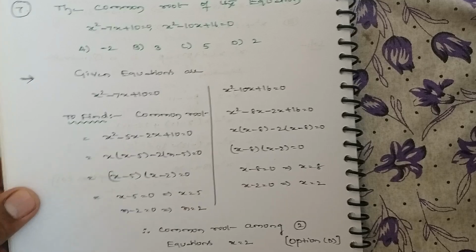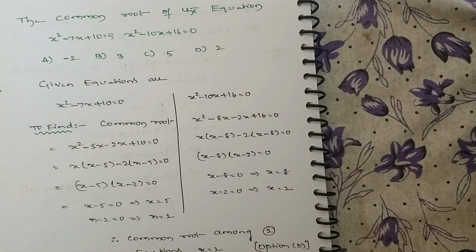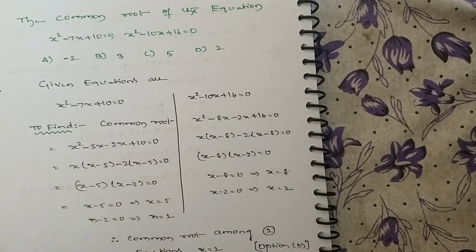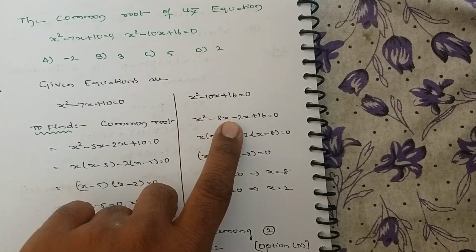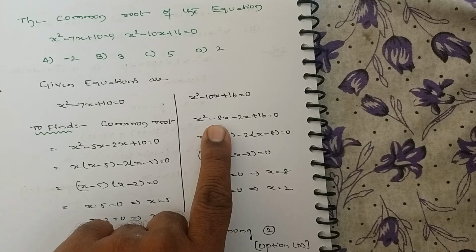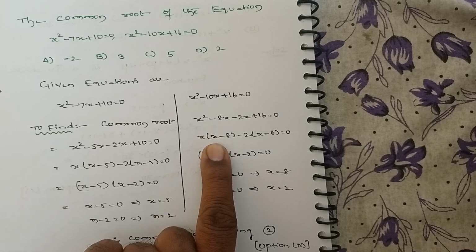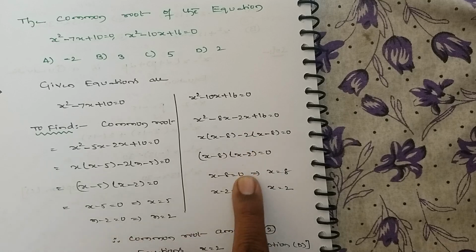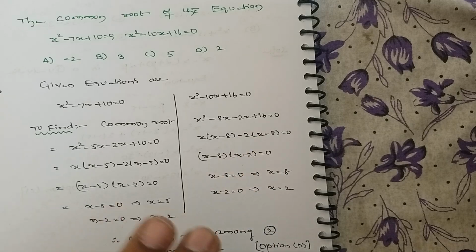So similarly, find the factors of x square minus 10x plus 16 equal to 0. What are the factors of 16? Middle term 10, guys. So 8 into 2 is 16, and 8 plus 2 is 10. Okay, so from the first two terms take x common, we get x minus 8. From the second two terms take minus 2 common, we get x minus 8. So overall we get x minus 8 equals 0 and x minus 2 equals 0, guys.